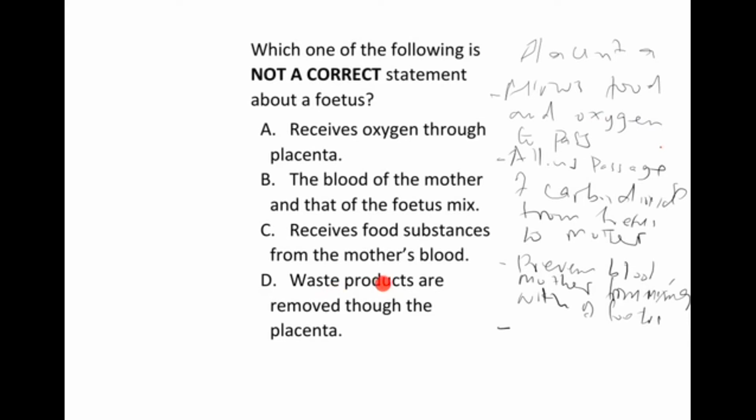D, waste products are removed through the placenta. The waste products, that is the carbon dioxide from the fetus to the mother, pass through the placenta so that now they are removed. So according to our choices, the correct choice will be B, because the blood of the mother and that of the fetus do not mix, and that one is aided by the placenta.